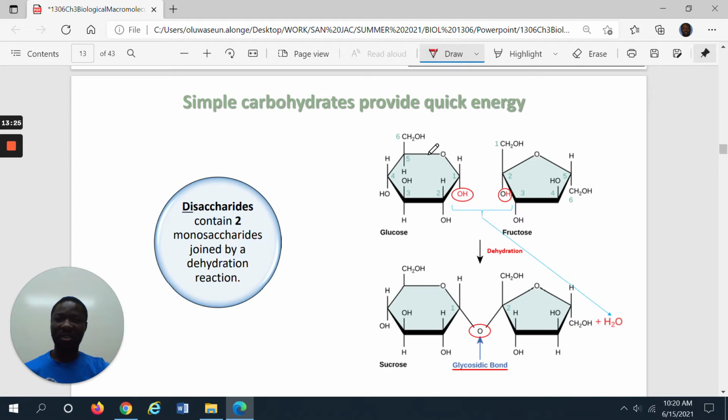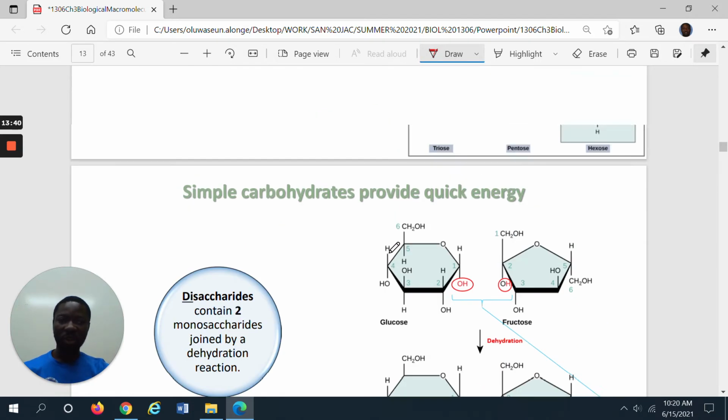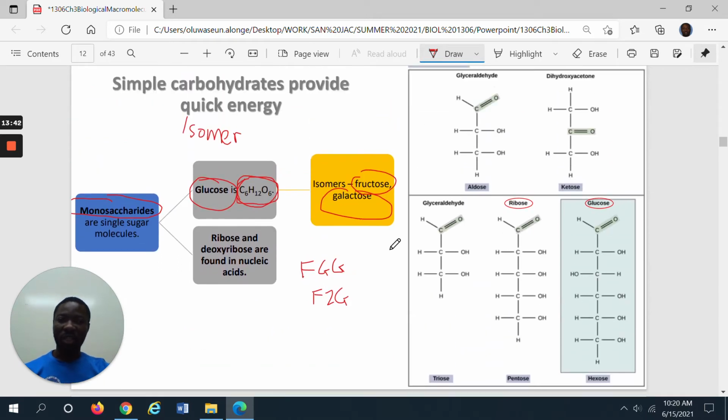Look at this. This has 6 ends, but this has 5 ends. So it's the same number of carbon if you count them, but they have different ring structure. Now, so we call them isomers.